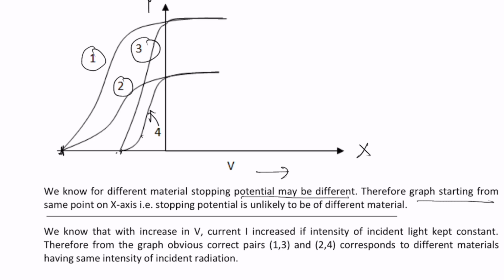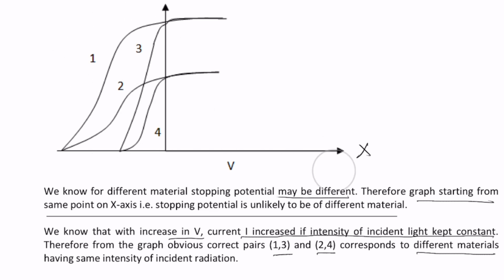So we know that with increase in voltage, current increases if the intensity of the incident light is kept constant. Therefore, from the graph it is obvious that the pairs 1, 3 and 2, 4 correspond to different materials, because 2 and 4 have different stopping potentials and the variation is also different, so they are from different materials, correct? Now, this is a very conceptual question. If the materials are the same, stopping potentials are also the same.